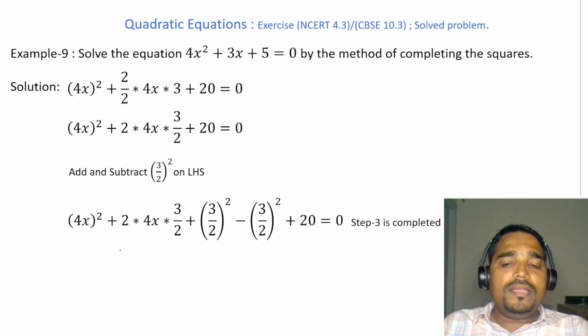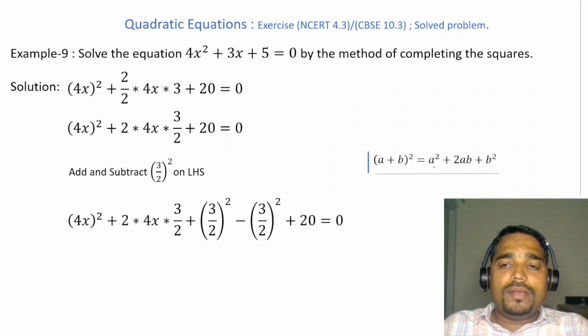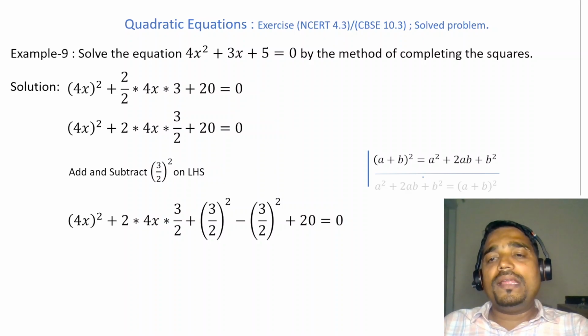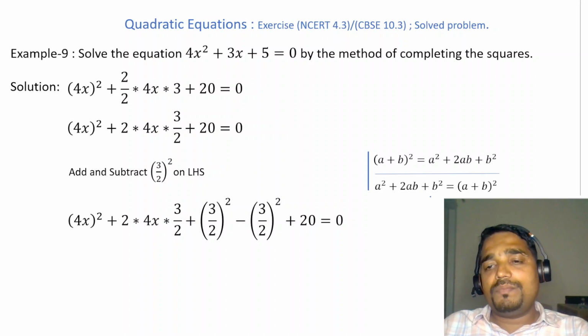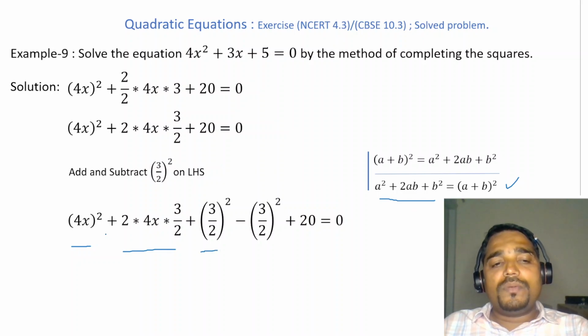Now let's start the step number 4. We know a formula called (a plus b) whole square, that is a square plus b square plus 2ab, or a square plus 2ab plus b square. Or the same formula could be rewritten as a square plus 2ab plus b square is equal to (a plus b) whole square. Now in the formula we have three terms, a square plus 2ab plus b square, which looks like (4x) whole square plus 2 into 4x into 3 by 2 plus (3 by 2) whole square. Instead of these three terms, let us apply the formula and make it as one term, that is (a plus b) whole square.